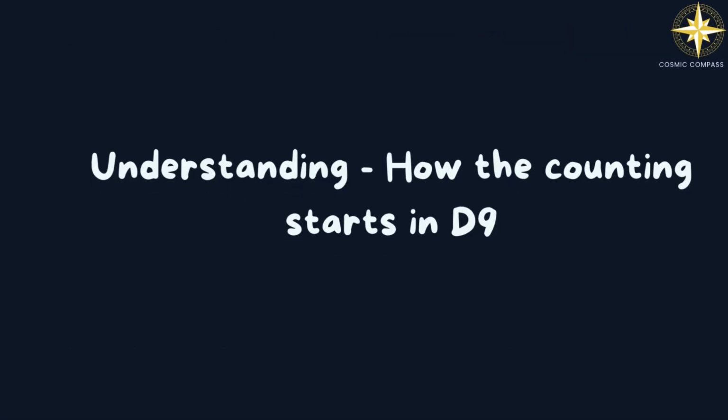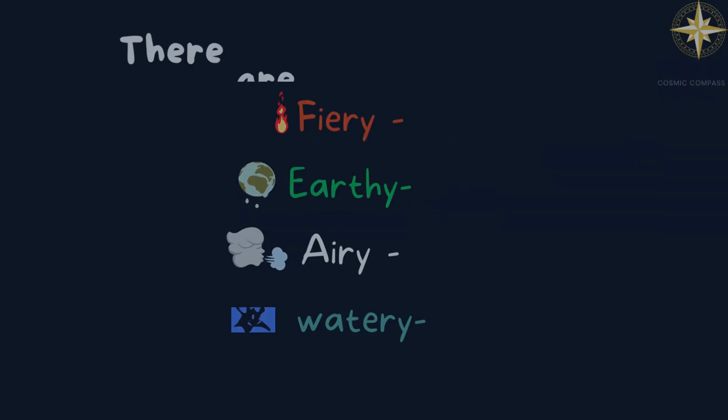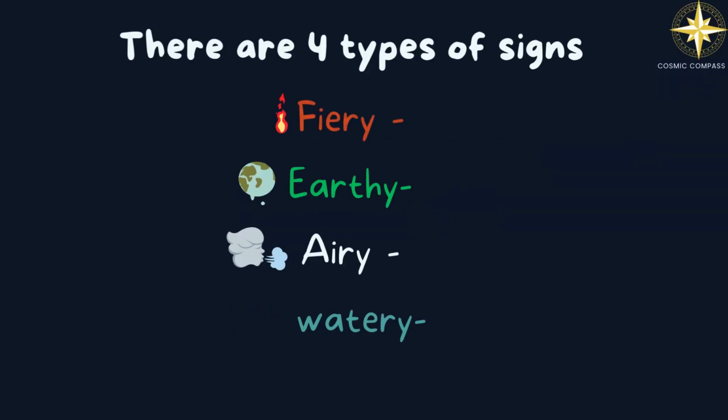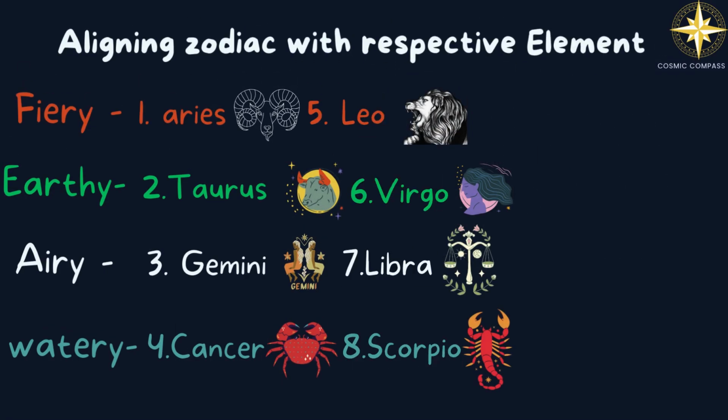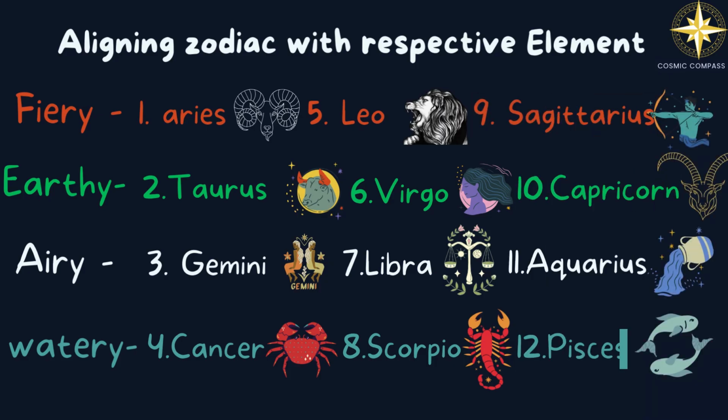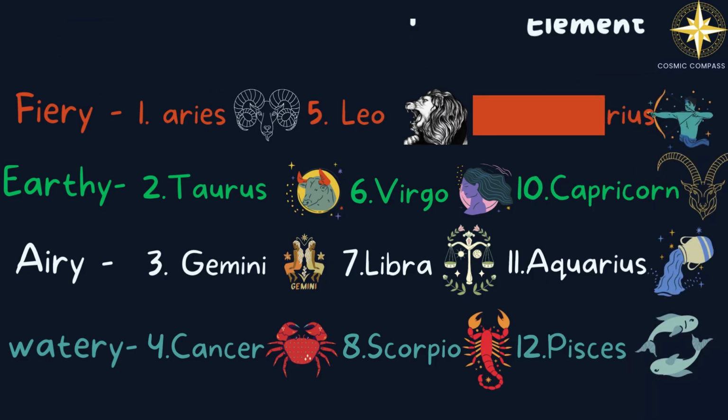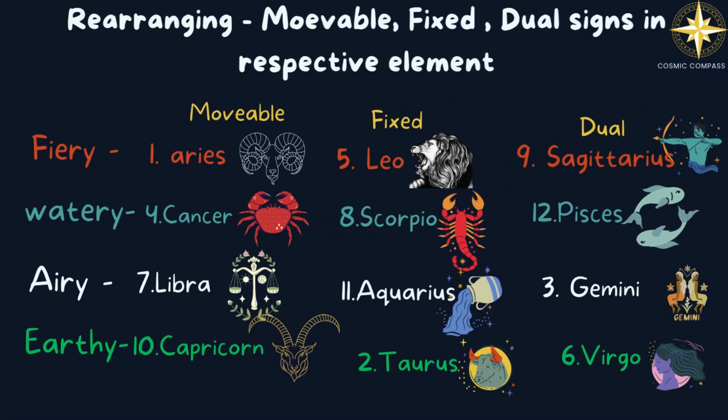Understanding how the counting starts in D9. There are 4 types of signs: fiery, earthy, airy, watery. If we list the zodiac signs in a horizontal sequence, they will naturally align with their respective elements: fire, earth, air, and water. Each element follows a movable, fixed, dual pattern. The movable signs, Kara Rashi, are 1st, 4th, 7th, and 10th. Counting begins from these movable signs within their respective elements.